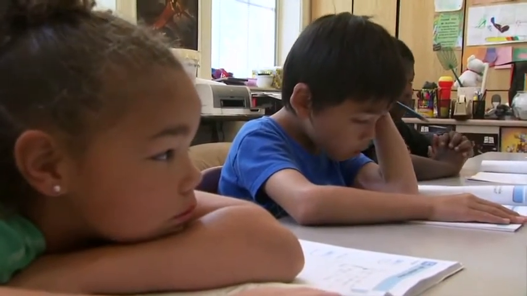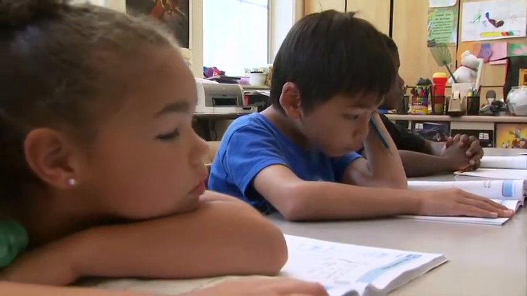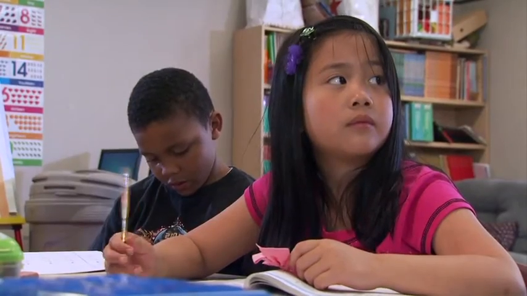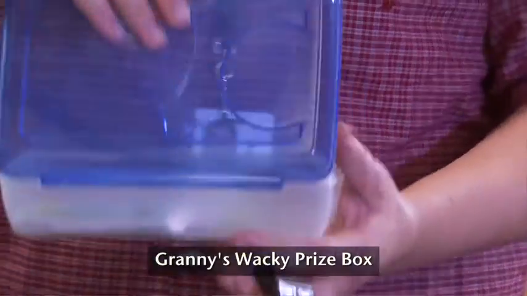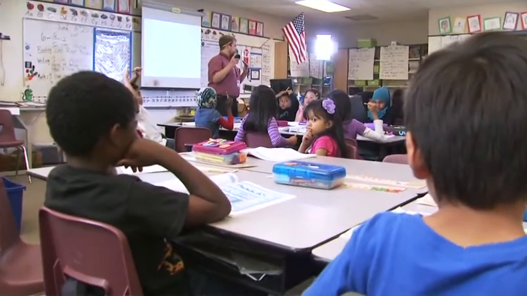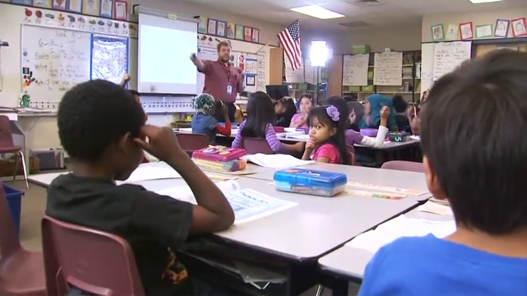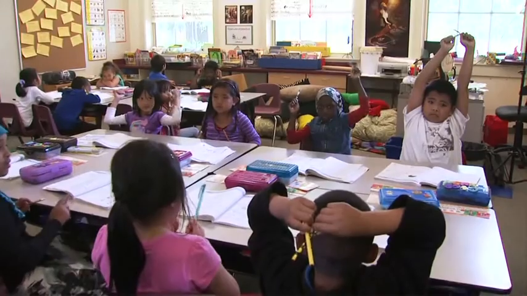A team with 4 spleems or more sits out quietly while other teams receive a reward for their positive behavior, a prize from Granny's Wacky Prize Box. Today's prize? Drum solos. This is your moment to rock. 12 seconds. Here we go.